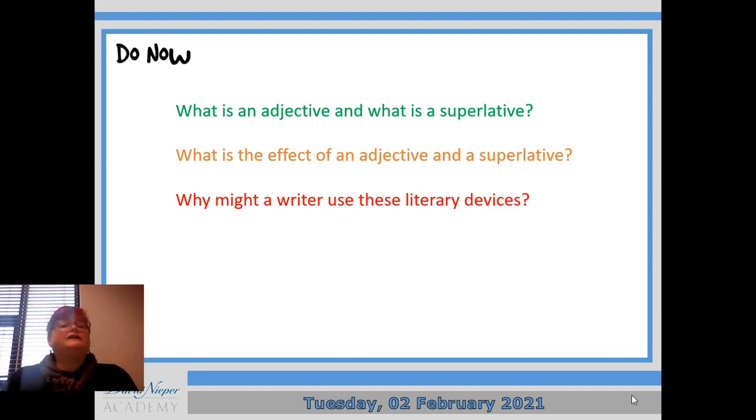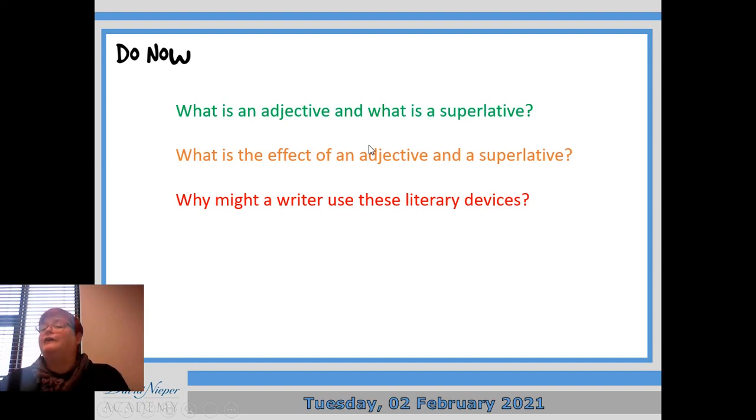I think it's quite a challenging do now task actually, so you might have to think back to your primary SATs preparation, although obviously you didn't do your SATs last year, you did do the work towards them. What's an adjective first of all? That should be fairly straightforward. It's one of the major four word classes that you're supposed to know, so it should be adjectives, adverbs, verbs and nouns. The second part of that question though is what's a superlative?